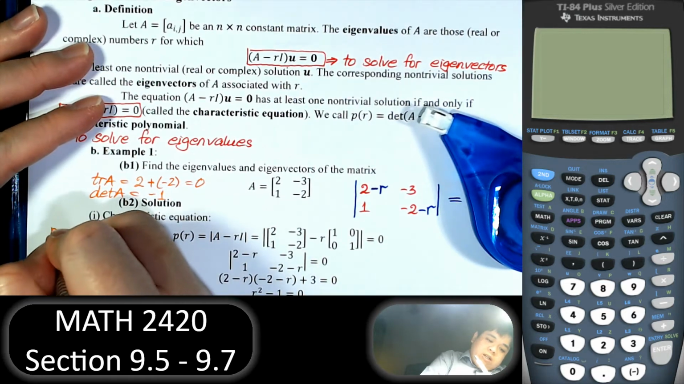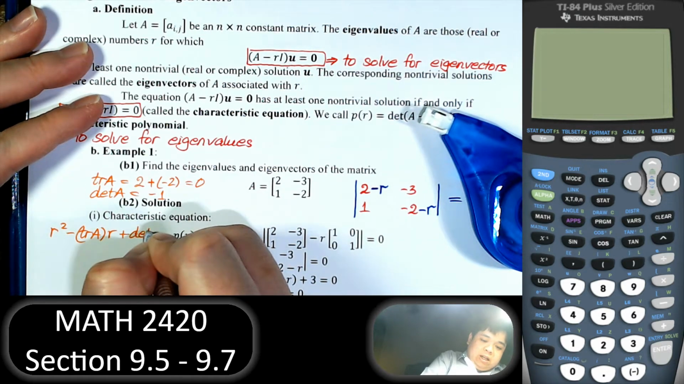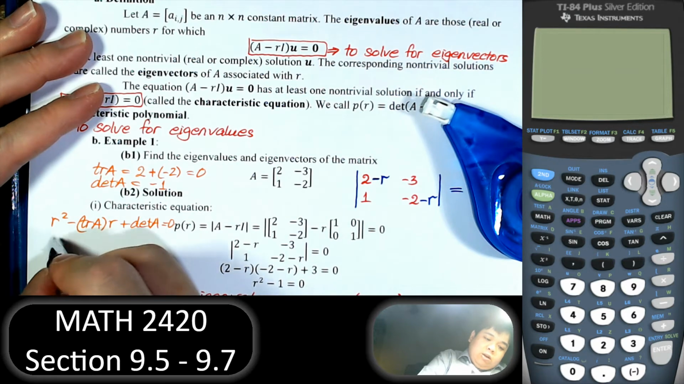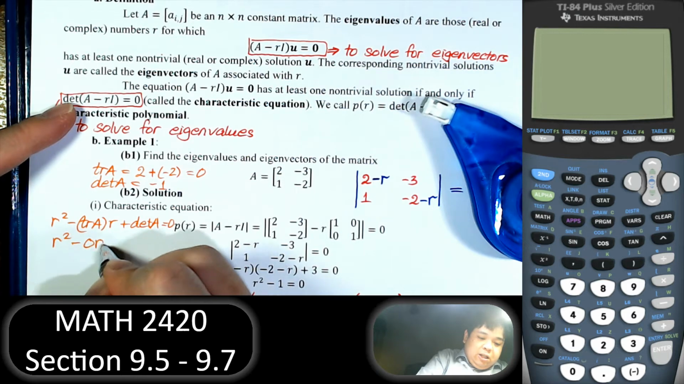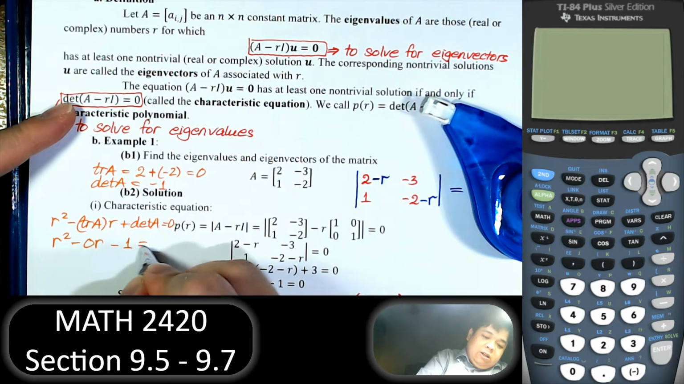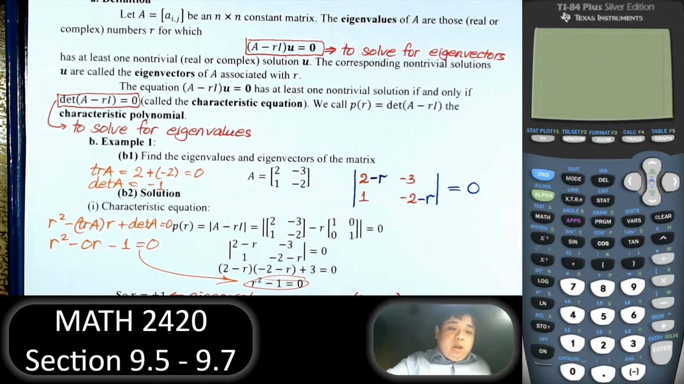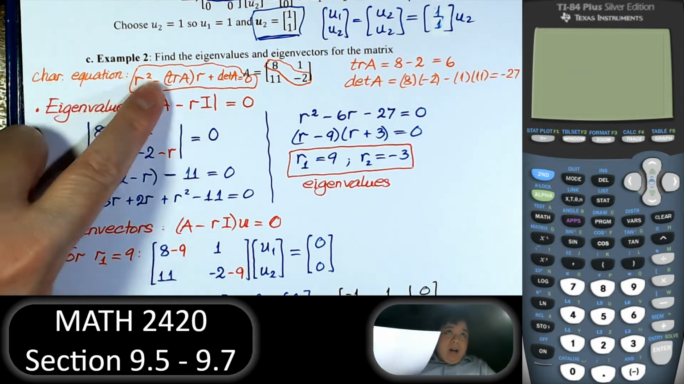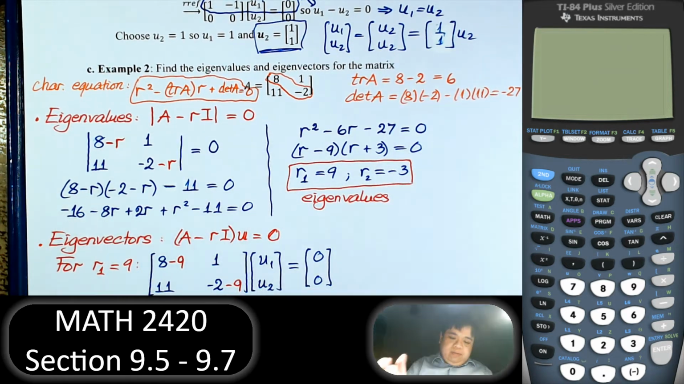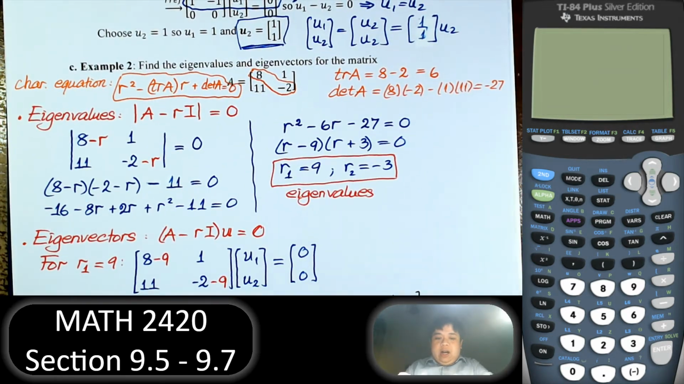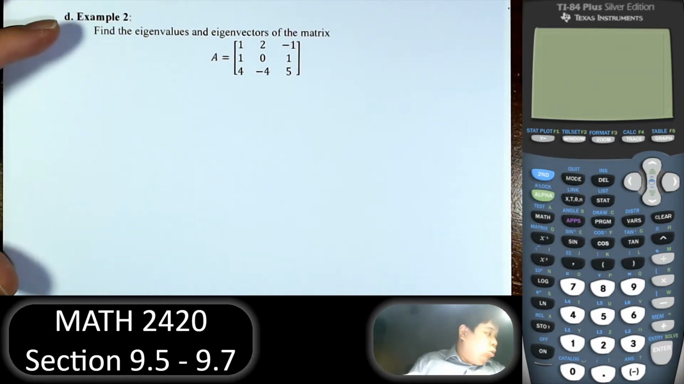So the equation is what? r squared minus trace of A times r plus determinant of A equal to 0. So r squared, trace of A is 0, so we have 0r. Determinant of A is -1. So if it is a 2 by 2, it's going to be r squared minus trace of A times r plus determinant of A. Or we can just multiply it out. Either way. Right, now we have a 3 by 3. Okay, same principle, just a little bit more work.